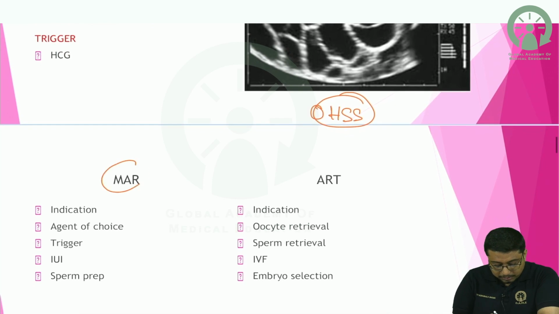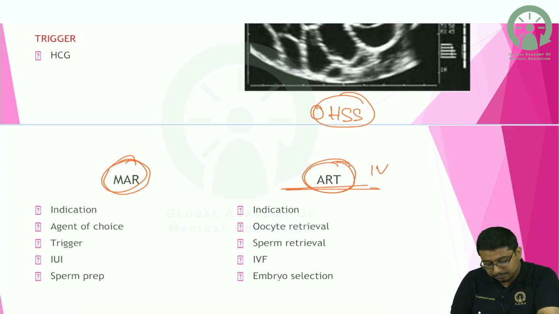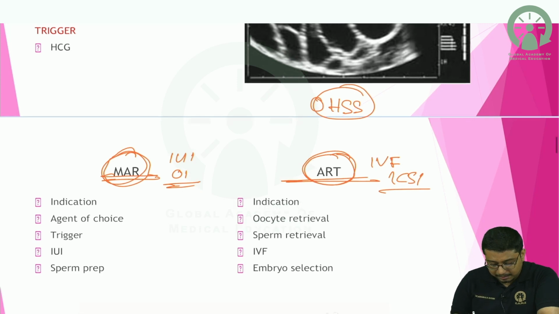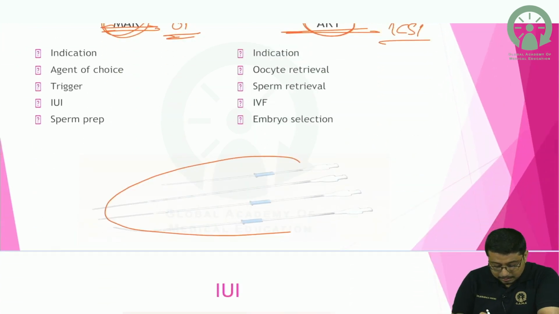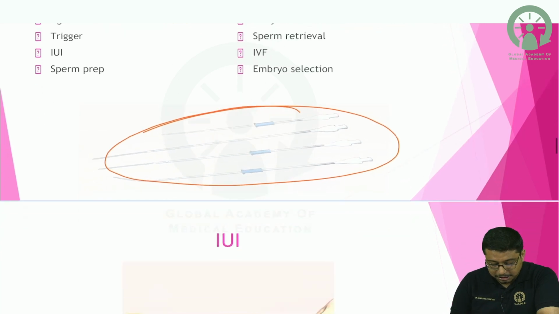So coming to two things, minimal assisted reproduction and artificial reproductive techniques. Artificial reproductive technique is basically in vitro fertilization, where the fertilization happens outside the body, whereas MARs are when the fertilization happens inside the body. So IUI, ovulation induction, all these things come under MAR, whereas IVF, ICSI, all those things are ART. So these are the intrauterine insemination cannulas.